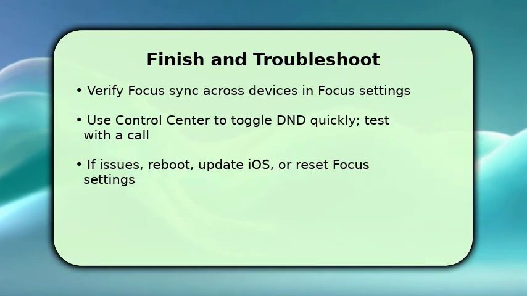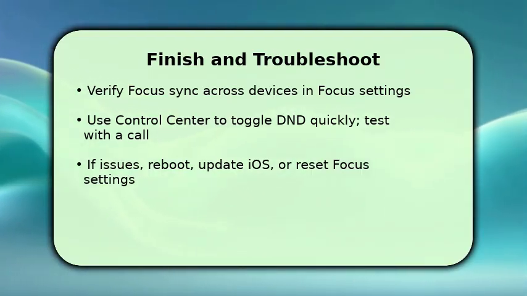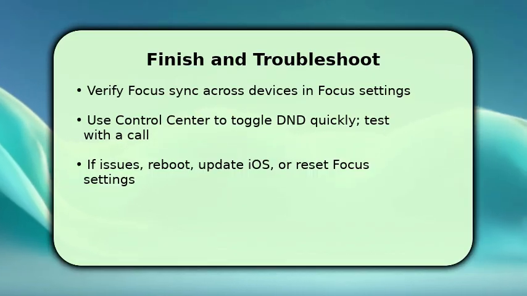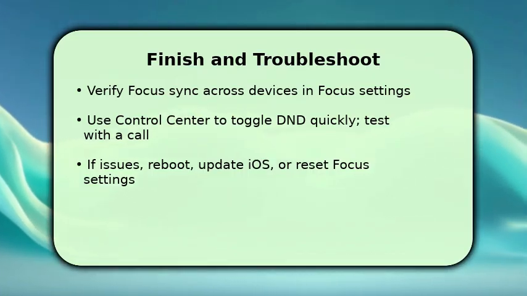If interruptions persist, reboot your iPhone and check for an iOS update. These often fix notification bugs. As a last resort, reset focus settings to defaults and rebuild your rules. This clears hidden conflicts and restores.